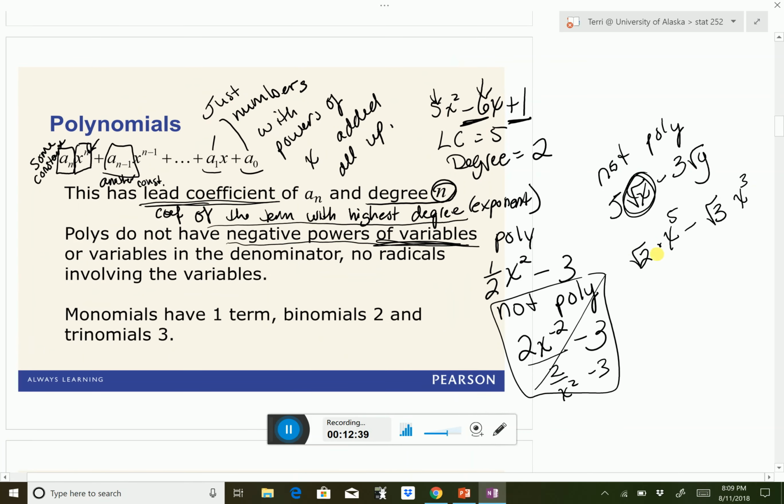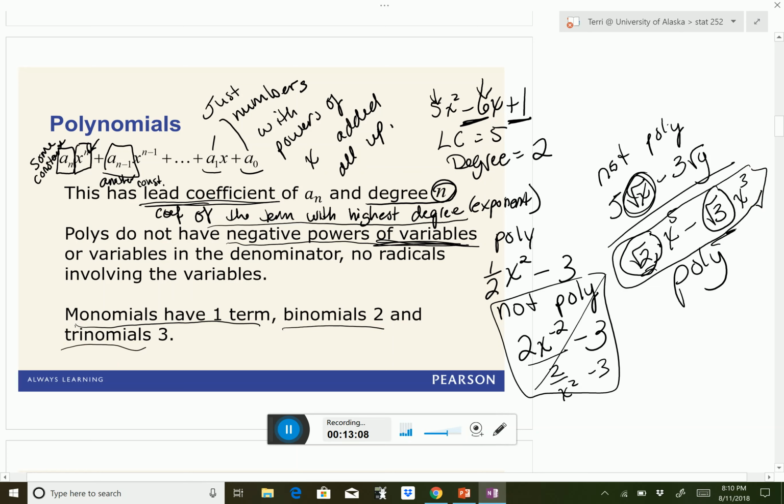Because these are just numbers. These are real numbers. The square root of 2 is a real number. 1.414 something something goes on forever. This is 1.72 something goes on forever. So this is okay. This one is a poly. This one is not a poly. So we have these monomials have one term. Okay. Binomials have two. So this is a binomial. It has two terms.